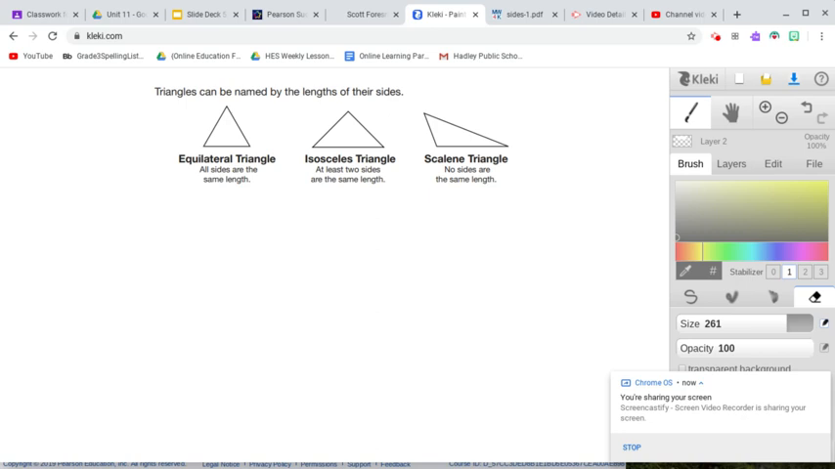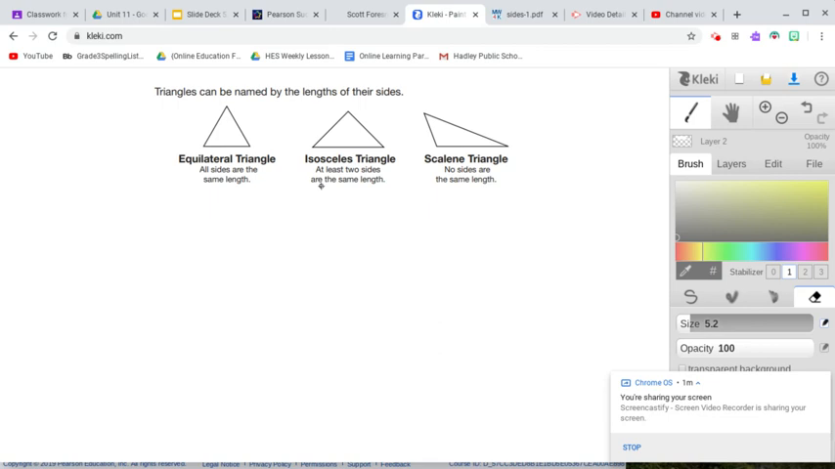So now we're thinking about something that's kind of new. We're naming triangles based on their side lengths. So if we look at this first one here, this first one has three sides that are all the same lengths. So an equilateral triangle is when all three sides of a triangle are the same exact length. See that? They're all the same. We can measure to be sure, but we can also just eyeball it there.